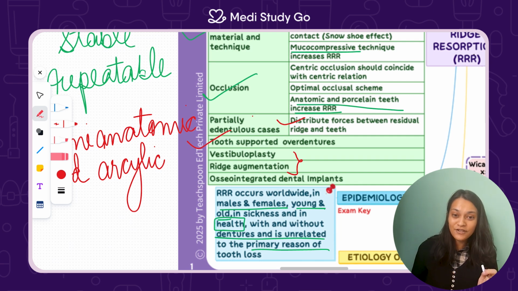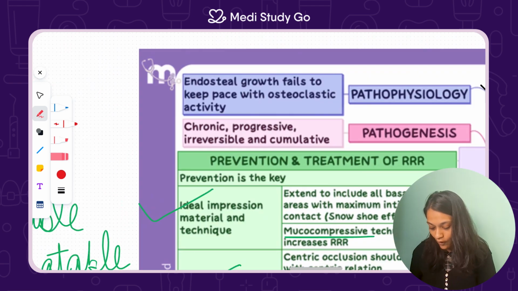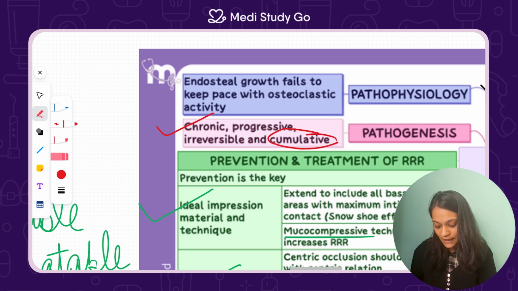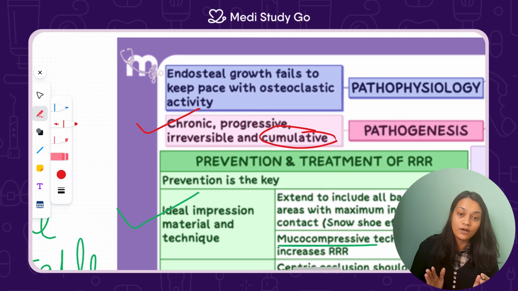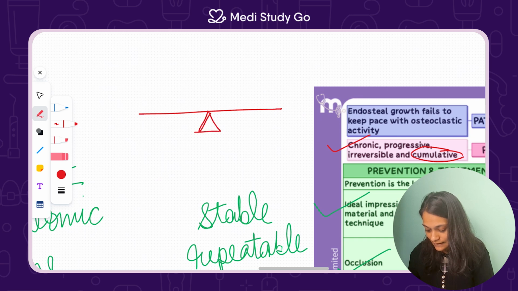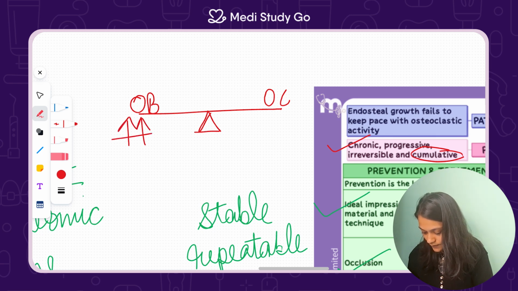So this is how ridge resorption can be prevented by various methods. So we already talked the pathogenesis. It is chronic, irreversible, progressive, multifactorial, and obviously cumulative in nature. The pathophysiology is that whenever, now it's like a seesaw, okay? We have to maintain the balance between osteoblastic and osteoclastic. This is deposition, okay? And this is reduction. So maybe negative, negative, and positive, positive.